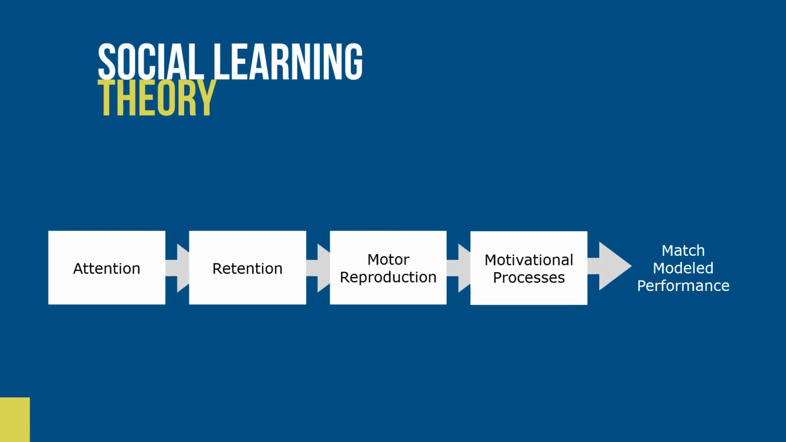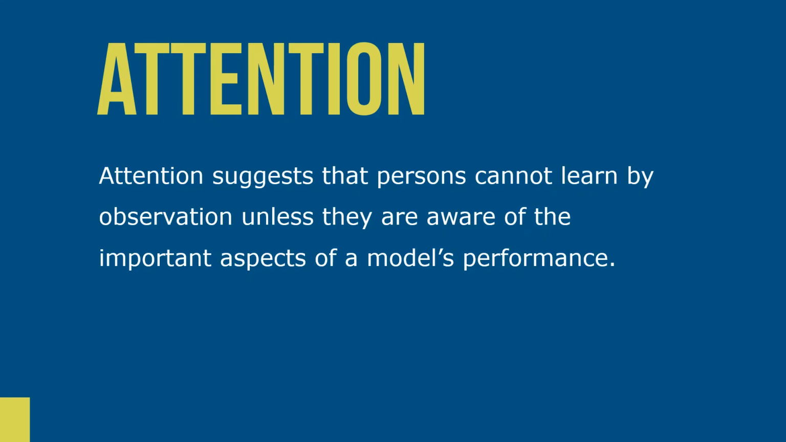Social learning theory suggests that 4 processes are involved in learning: attention, retention, motor reproduction, and motivational processes. Attention suggests that persons cannot learn by observation unless they're aware of the important aspects of the model's performance. Attention is influenced by characteristics of the model and the learner. Learners must be aware of the skills or behavior they're supposed to observe. The model must be clearly identified and credible.